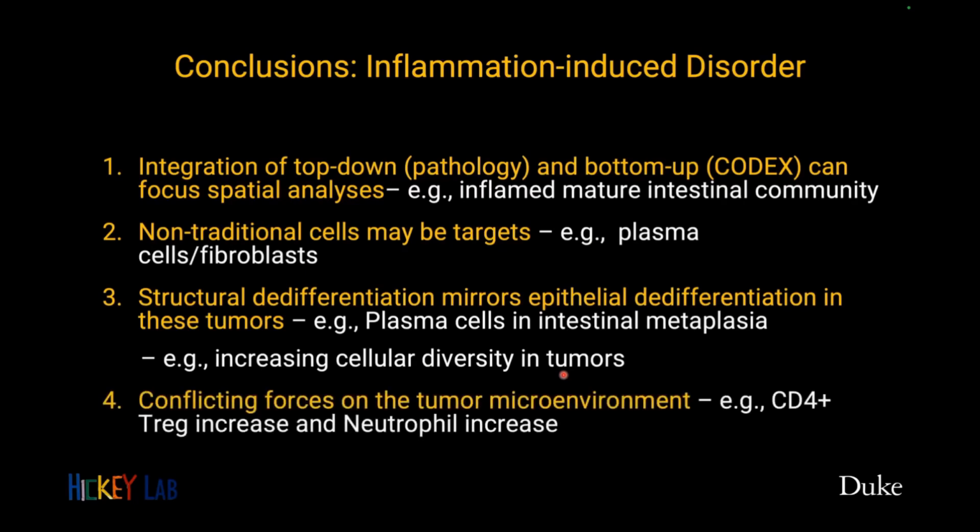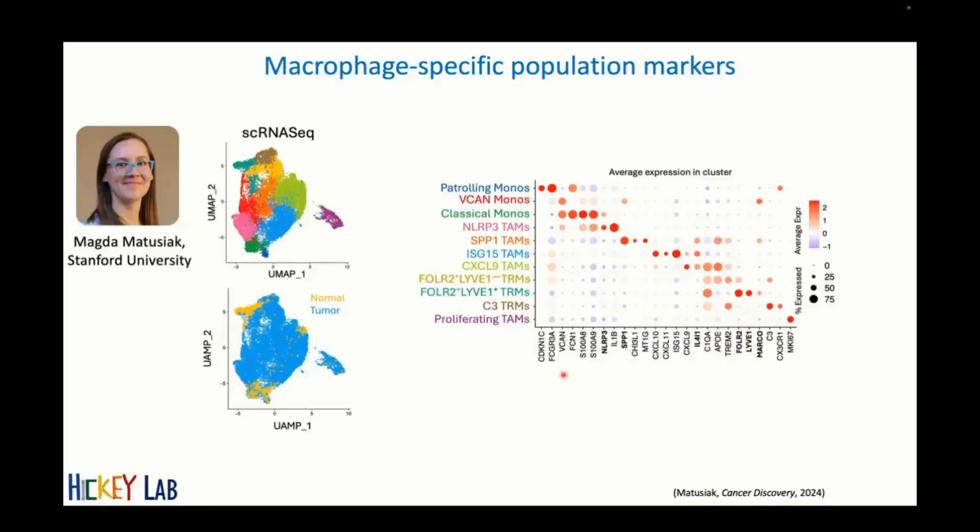And then, I think we didn't get into this too much, but there are conflicting forces. There is incredible inflammation, but there's also incredible immunosuppression that's happening at the same time to allow the tumor to progress. And how tissue does this and what wins out, I think, are interesting questions to look for in the future.